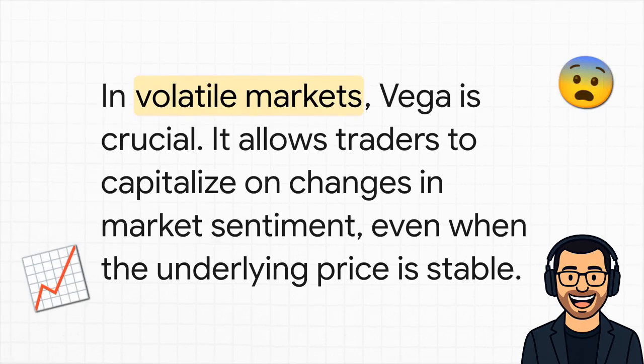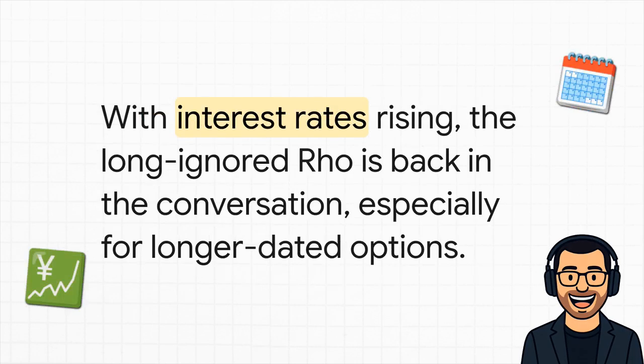And in today's markets, which can be pretty wild, Vega has become absolutely central. Why? Because big swings in sentiment can have a massive impact on option prices. Understanding Vega means you can potentially trade the fear in the market itself, even if the stock isn't moving a whole lot. And think about interest rates. For years, Rho was the Greek that everyone ignored. Now it's a huge part of the economic story, so it's suddenly back in the conversation, especially for those longer-dated options. It just goes to show you how different market environments can make different Greeks way more important.